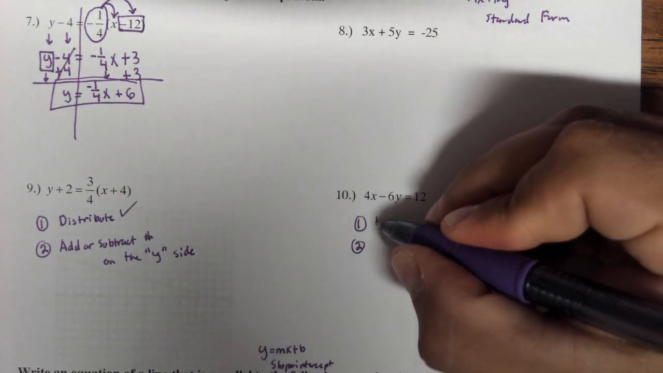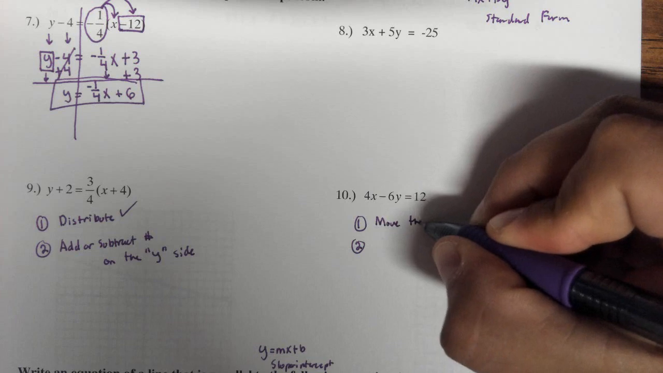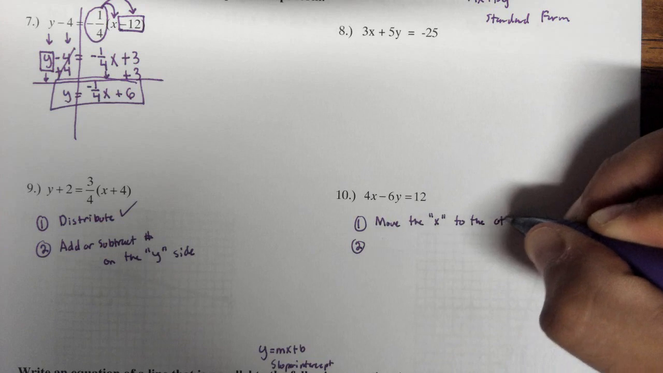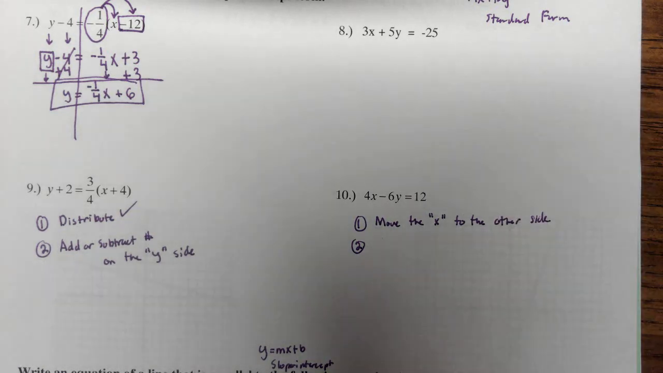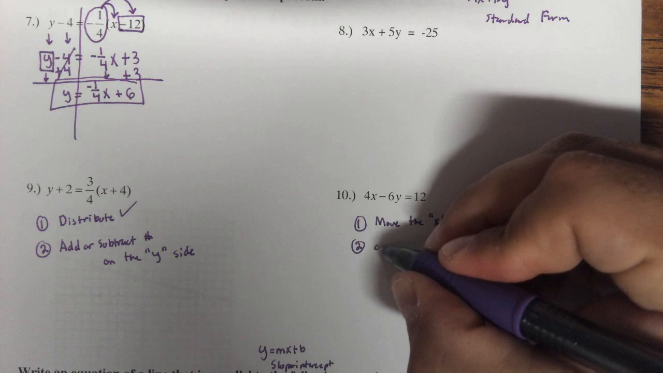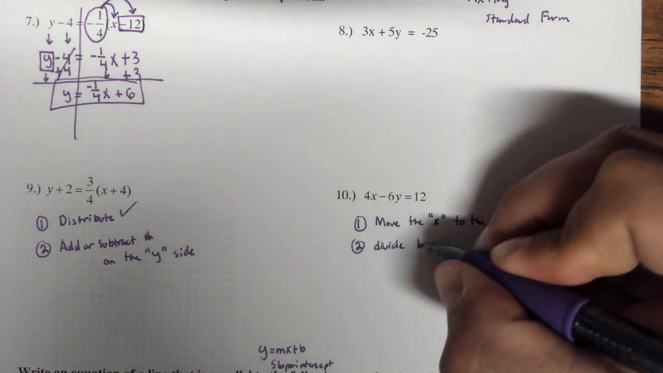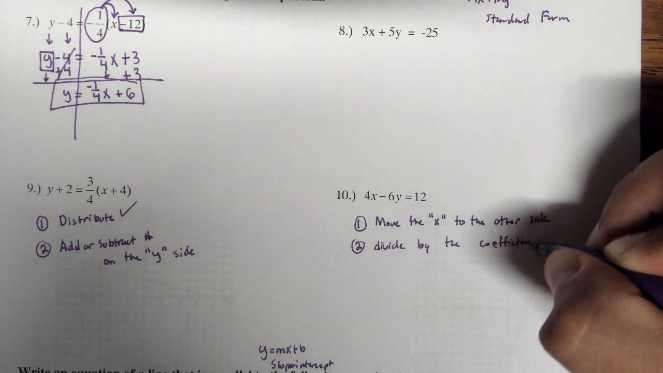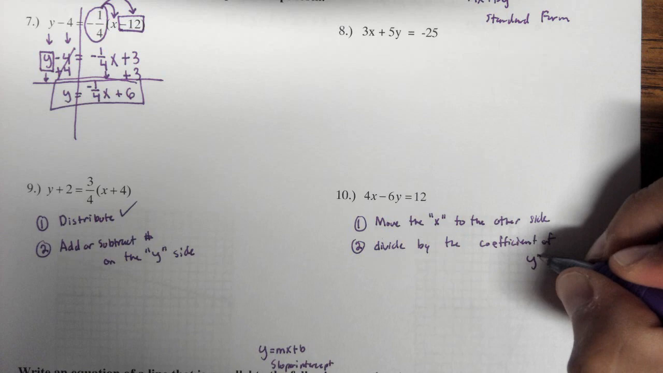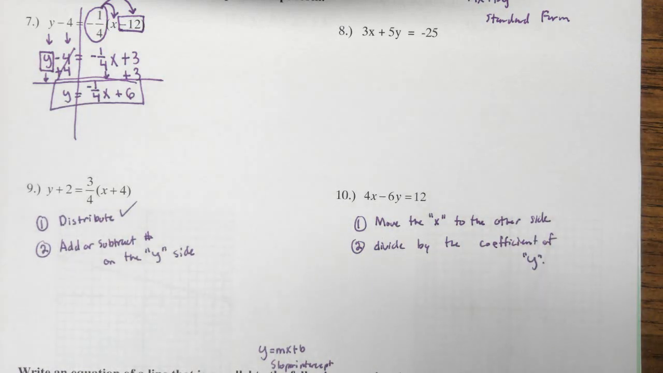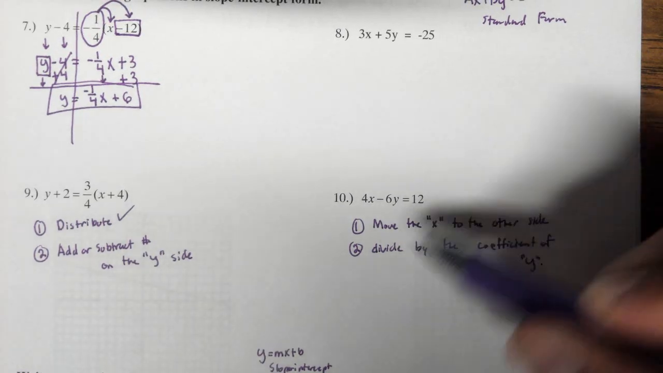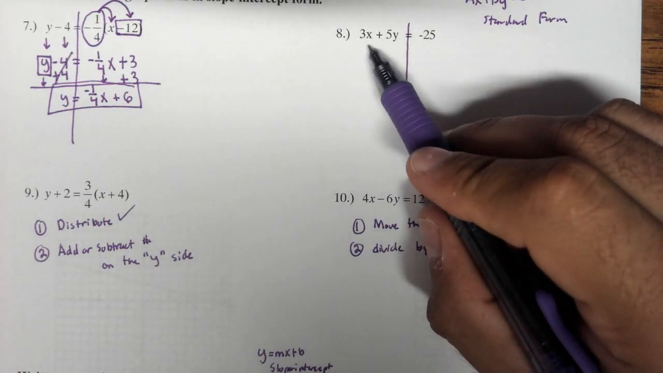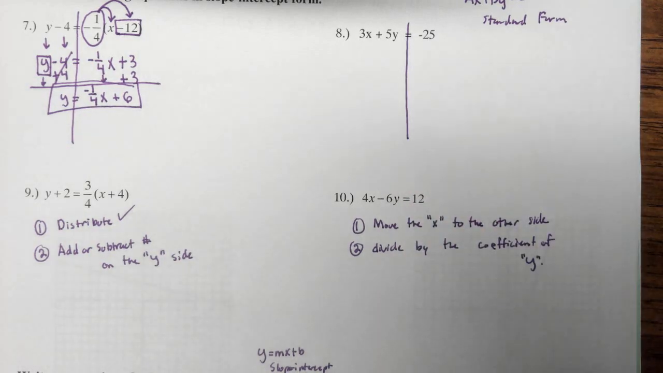Step number 1 is going to be to move the x to the other side. Step number 2 is going to be to divide by the coefficient of y. And that's how we get the y by itself. Okay, so again, same exact 2 steps every time when we have something in standard form. You know that something's in standard form when you look at your equation and you see x and y on the same side. Pretty simple.